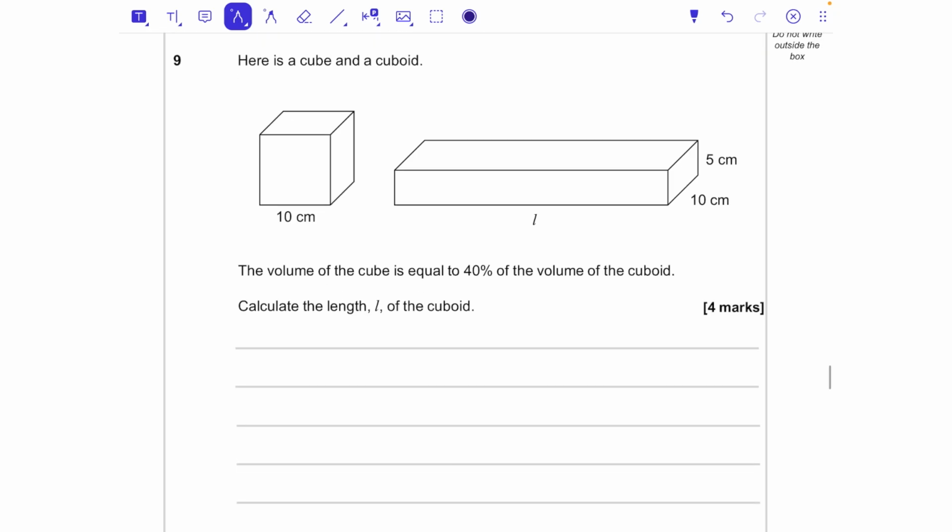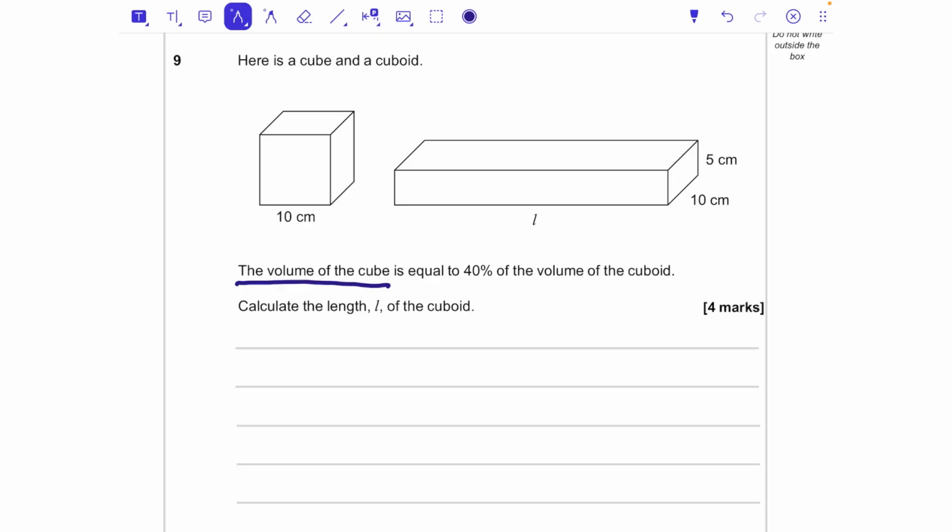Okay, question number 9. Here is a cube and a cuboid. The volume of the cube is equal to 40% of the volume of the cuboid. Calculate the length L of the cuboid. So let's start. They're asking us about the volume of the cube, so let's firstly work that out.